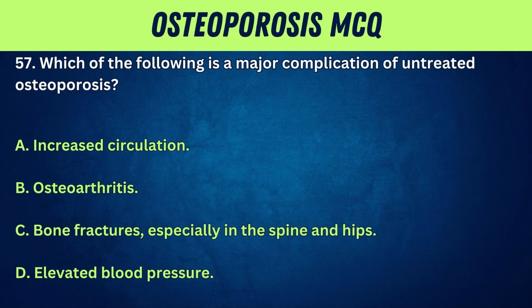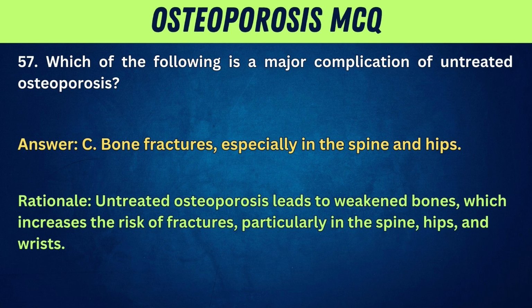57. Which of the following is a major complication of untreated osteoporosis? A. Increased circulation. B. Osteoarthritis. C. Bone fractures, especially in the spine and hips. D. Elevated blood pressure. Answer. C. Bone fractures, especially in the spine and hips. Rationale. Untreated osteoporosis leads to weakened bones, which increases the risk of fractures, particularly in the spine, hips, and wrists.